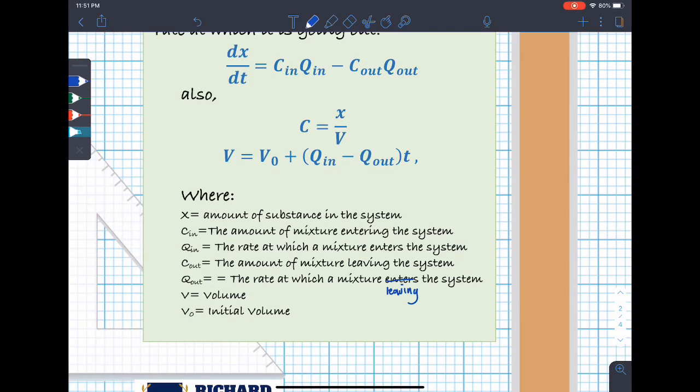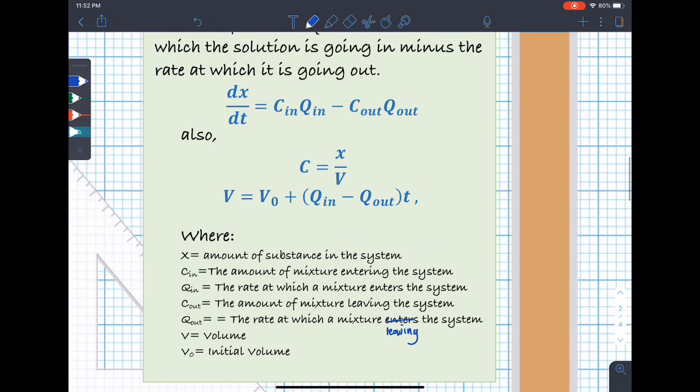As you can see here, the container could overflow if the input flow rate is faster than the output flow rate. On the other hand, the mixture inside a container could be emptied if the output flow rate is greater than the input flow rate. Those are just the things that we need to remember.